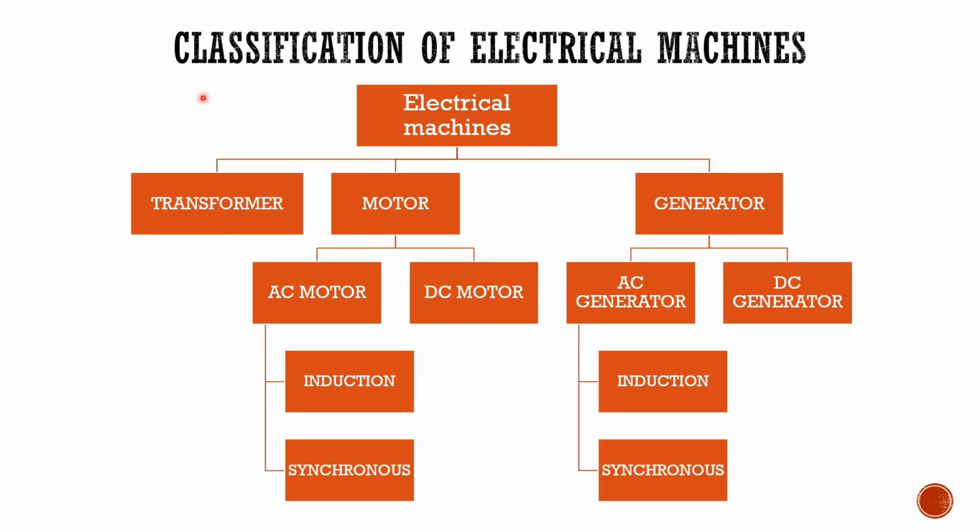There's another way to see this. We have a classification of electrical machines. So we have electrical machines over here, and there are three types, as I already stated. We have the transformer, the motor, and the generator. So for the motor, we have AC motor and DC motor. So this is the alternating current motor and direct current motor. We have the generator over here, and it's both AC or DC. And for both the AC motor and the AC generator, we have an induction type, which are also called asynchronous, and we have synchronous over here.